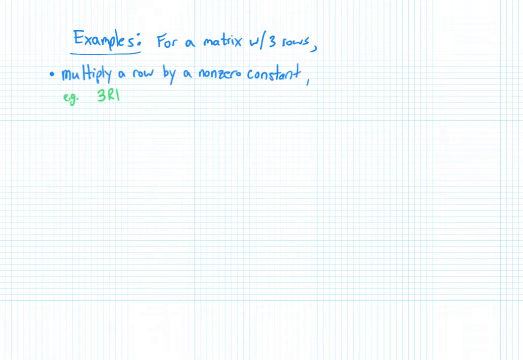Suppose that we're working on a matrix that has 3 rows. And let's think about a few different row operations that you might do. Well, one thing is that you might multiply one of the rows by a non-zero constant. So for example, let's say we wanted to multiply row 1 by 3. Then the corresponding elementary matrix is this one, because this is exactly what you get if you take the 3 by 3 identity matrix and you multiply row 1 by 3.